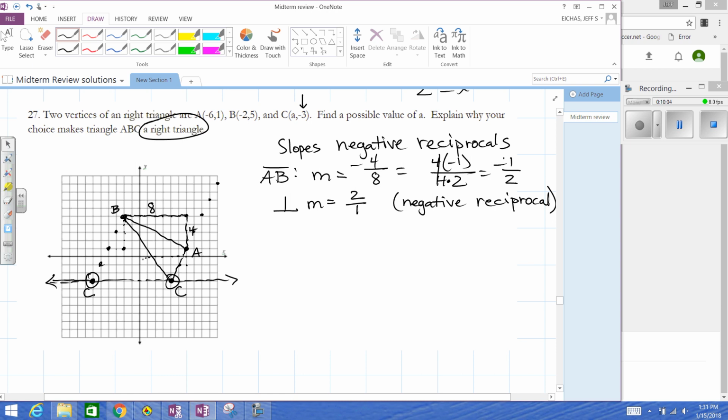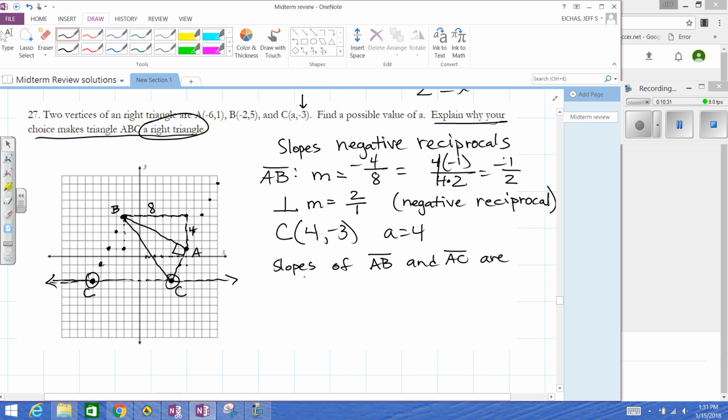All right, that's 1, 2, 3, 4. Yeah, 1, 2, 3, 4. So my C is at (4, -3). Now, explain why your choice makes it a right triangle. Okay, so first, the slopes of AB and AC are negative reciprocals. So AB is perpendicular to AC, and angle A is a right angle.